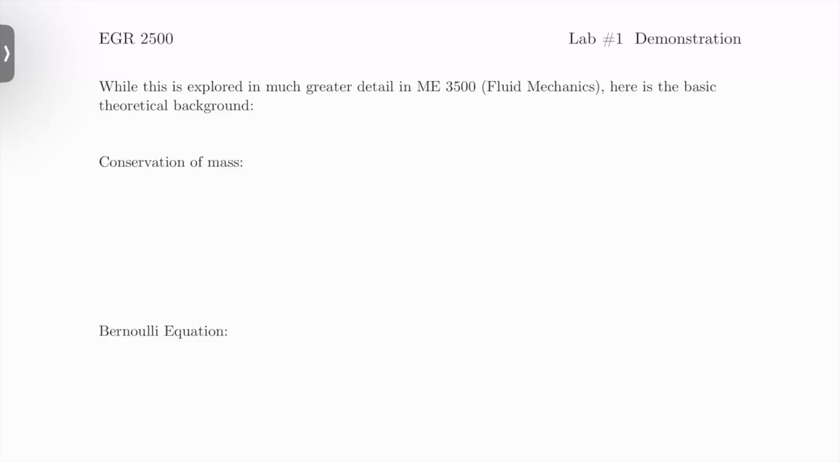Essentially, these flow meters make use of two big equations. One is conservation of mass, and the other one is the Bernoulli equation. Conservation of mass is pretty simple. It's kind of like our conservation of energy, which we've been talking about in class, where what comes in must go out.